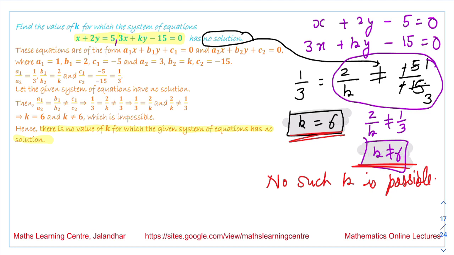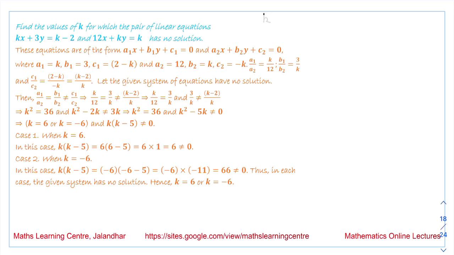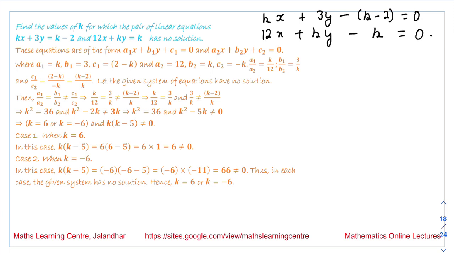Next is find the value of k for which the pair of linear equations has no solution. It is kx + 3y - k - 2 = 0. Then it is 12x + ky - k = 0.